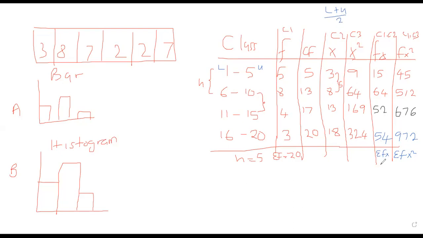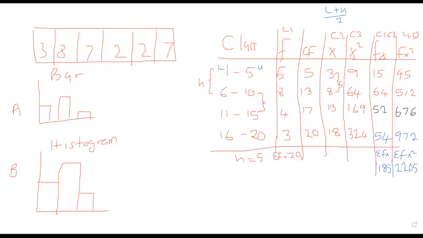Those that we're totaling up, what total do we get here? For fx, 185. Then fx squared, 2,205. So this is a figure, right?